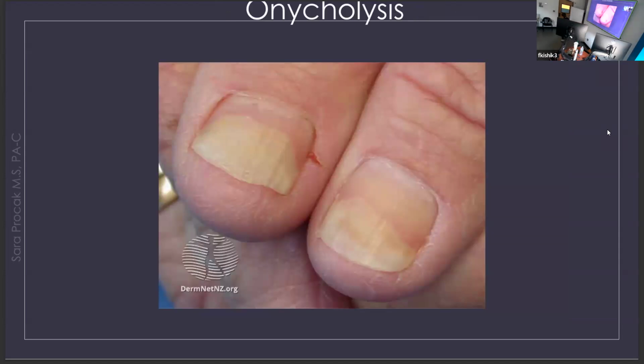Onycholysis is where you have a detachment of the nail plate at the distal and lateral edges. So this area that's affected, the nail plate is no longer attached to the nail bed. It looks white, or sometimes yellow in appearance, and it's just lifted off the skin. This can happen for a variety of different reasons.